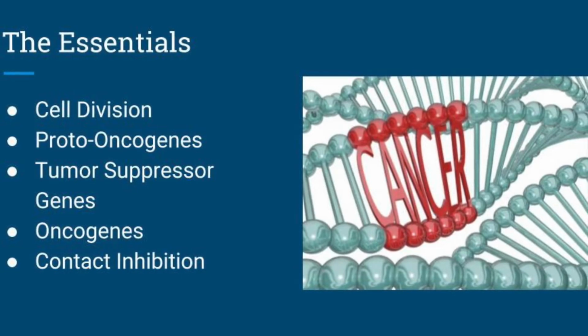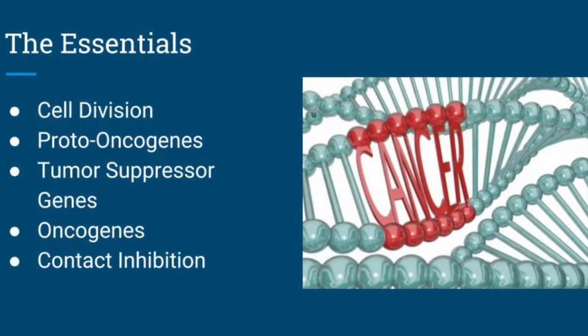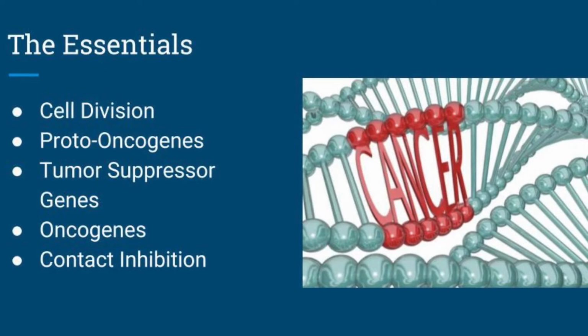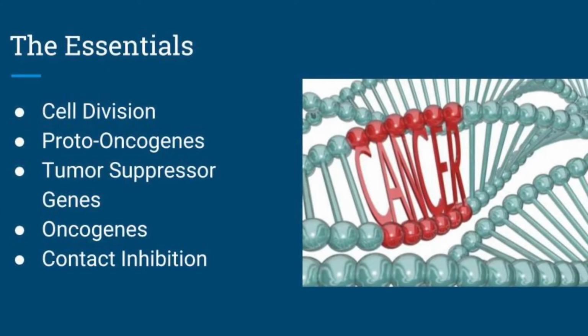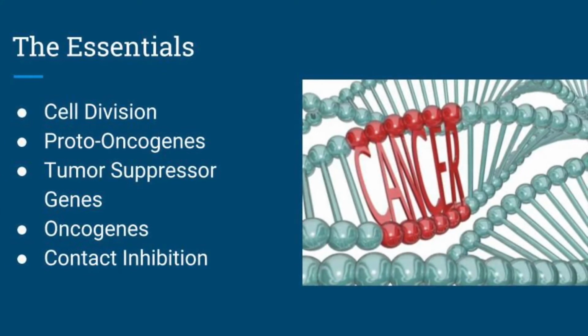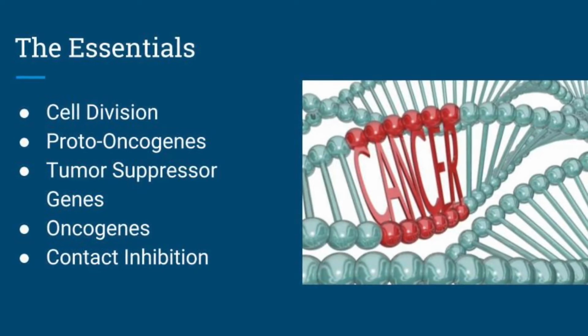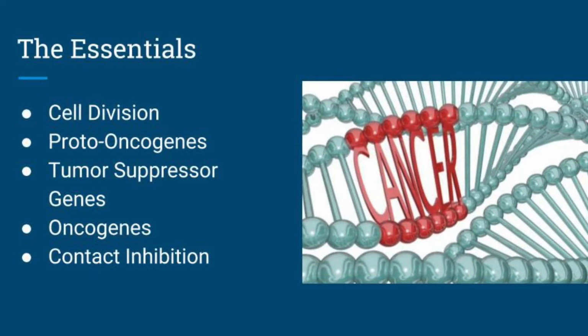Proto-oncogenes tell a cell when it is time to divide. When more cells are needed, these genes activate. Tumor suppressor genes are just the opposite. When enough cells have been made, tumor suppressor genes kick in and stop the process. Together, these two types of genes regulate the cells we have in our body.